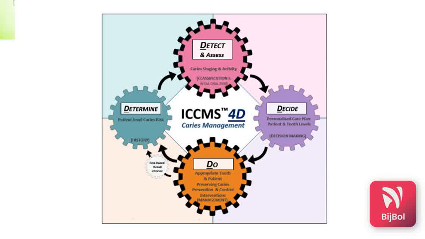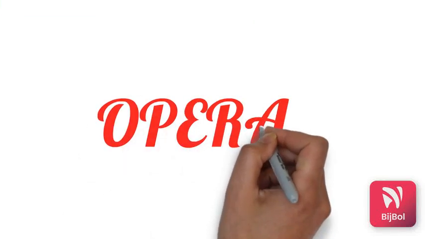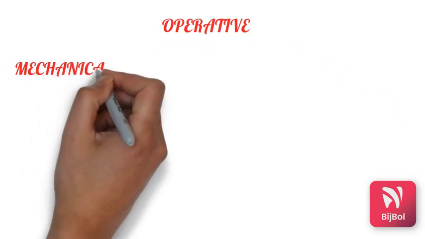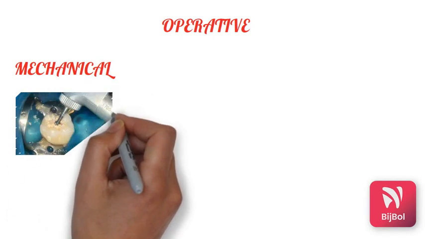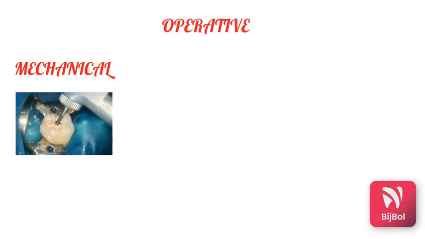Now we'll see what are the other caries management procedures. One would be the operative procedure, that is the mechanical procedure, which helps in removal of the carious decay by removing the smooth surface or the deep caries lesions. That helps in removing the infected dentin and protecting the pulp, and also avoids the pain.